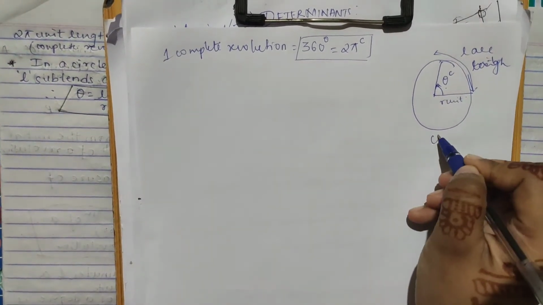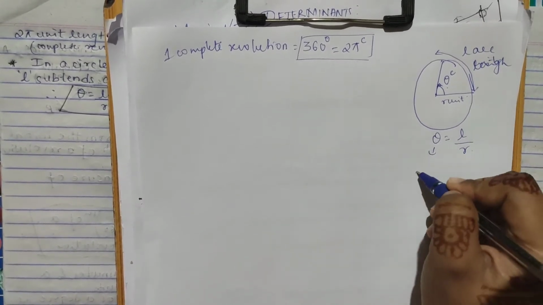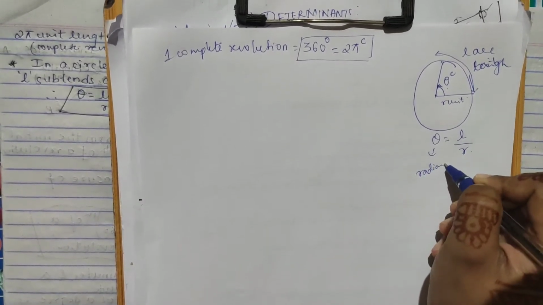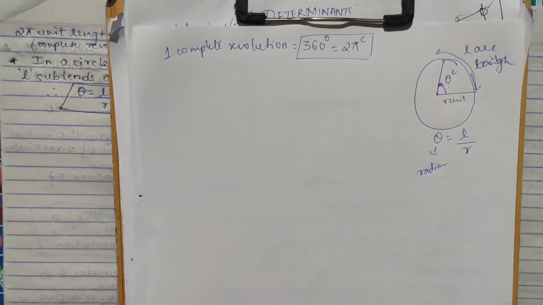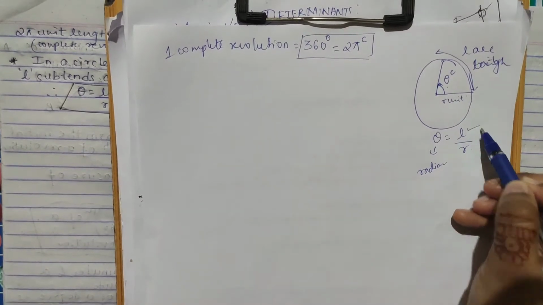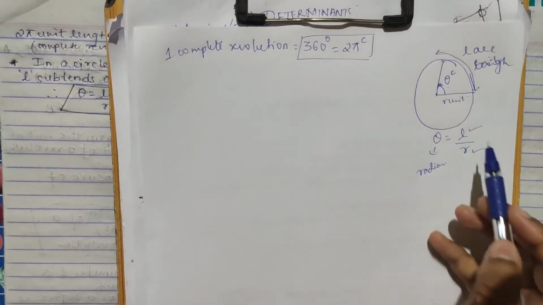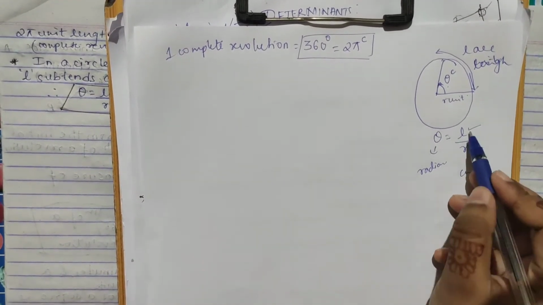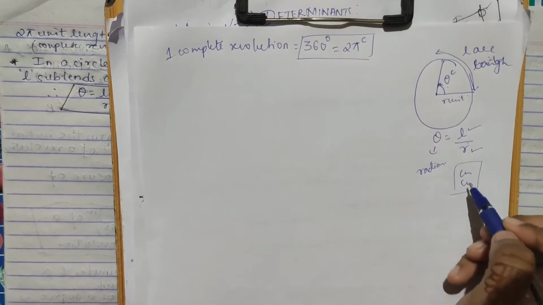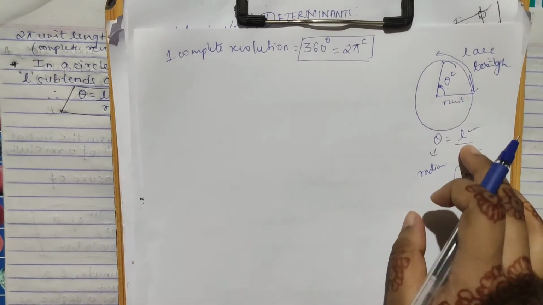How is that relation? It is termed as theta is equal to L by R. So this is in radian. Remember, whatever angle you get, it will be in radian. But here one condition: your L and R should be of the same unit. For example, if R is in centimeter, L should also be in centimeter, and R should also be in the same centimeter.